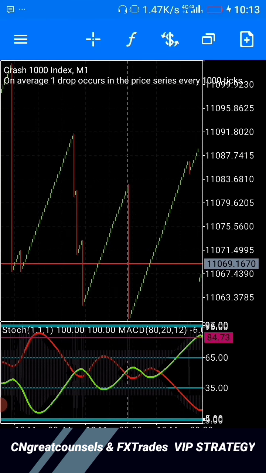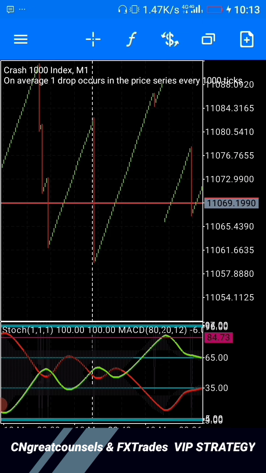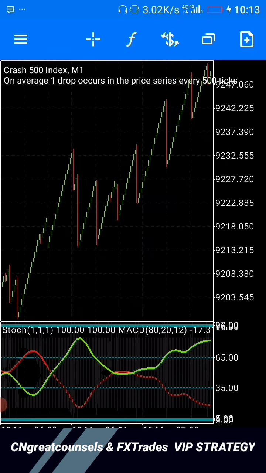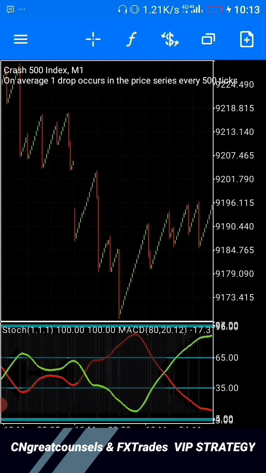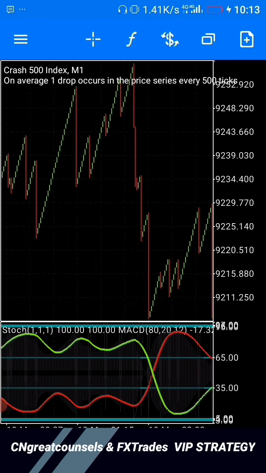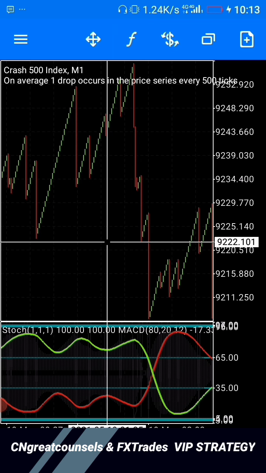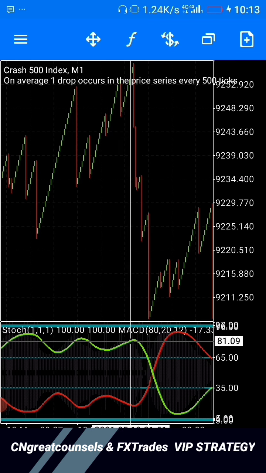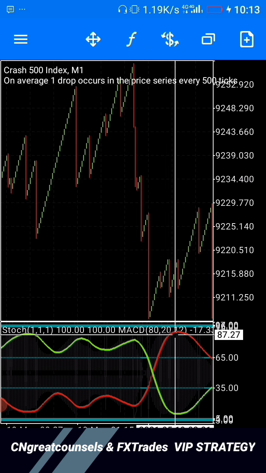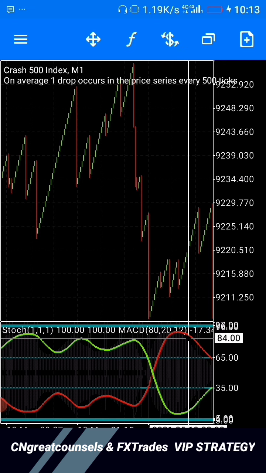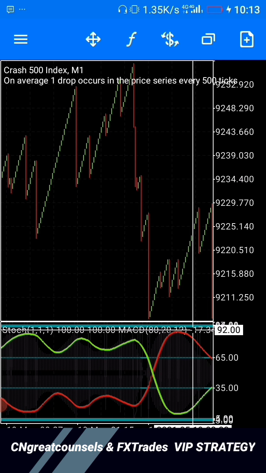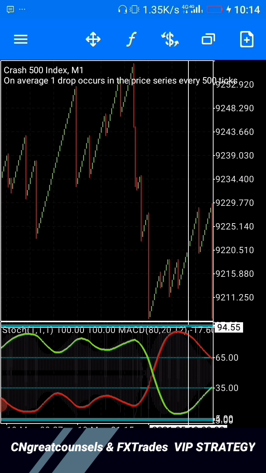Now let's quickly backtest on Crash 500 before we go to Boom. Okay, this is Crash 500. All right, so let's look for the opportunity where it was met. Okay, now look at this place, look at the loop here. Now look at the corresponding place where it cut. Now you would have taken your 4 to 5 candlesticks before the spike. Now even if it spikes, you must complete it.